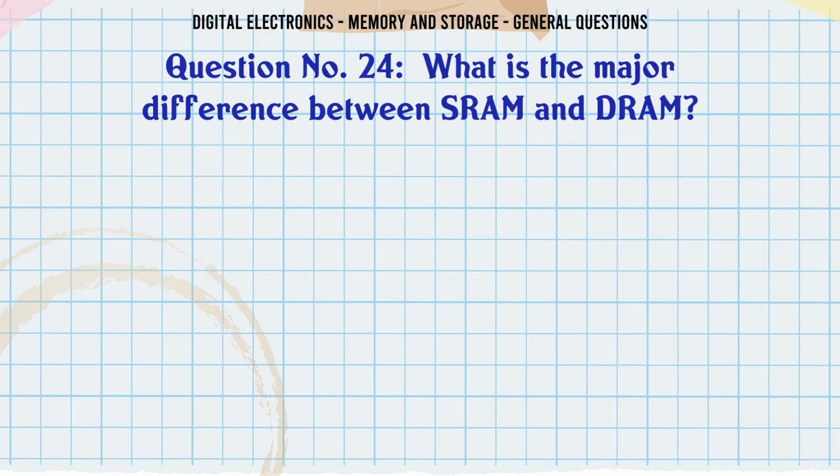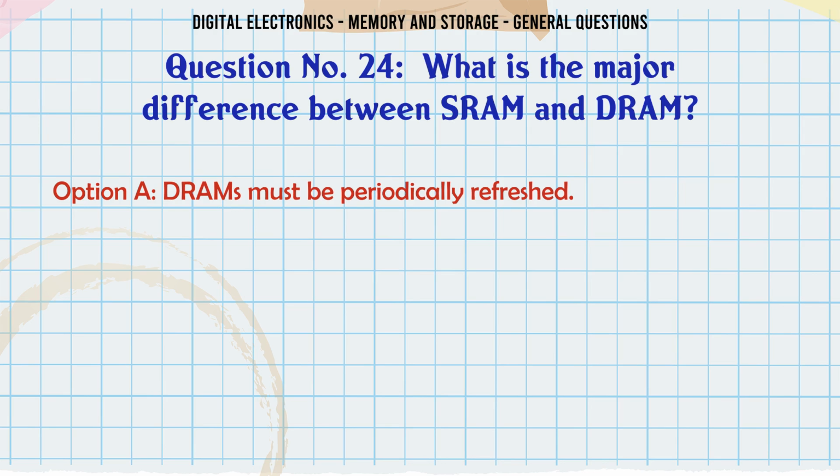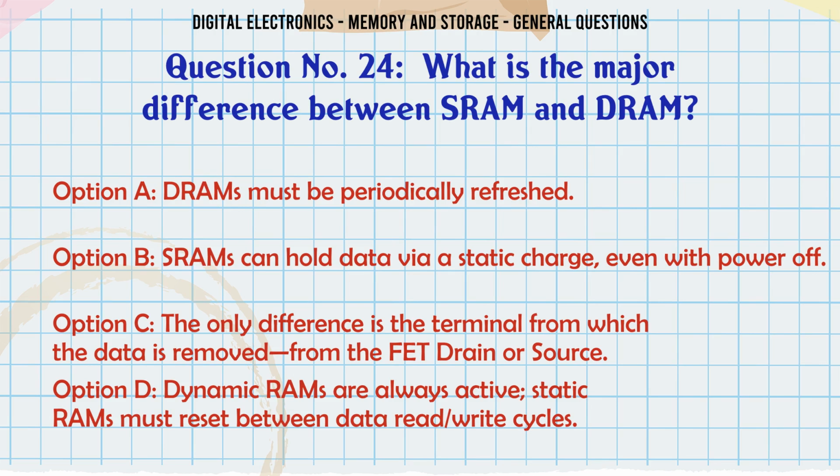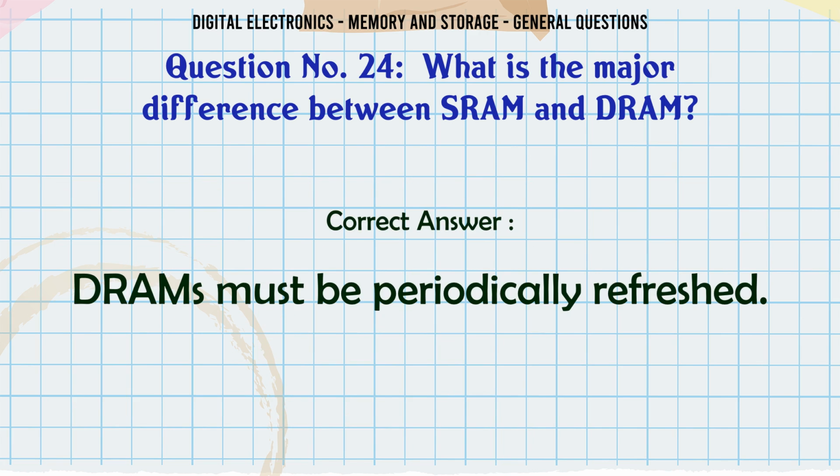What is the major difference between SRAM and DRAM? A. DRAMs must be periodically refreshed. B. SRAMs can hold data via a static charge even with power off. C. The only difference is the terminal from which the data is removed from the FET drain or source. D. Dynamic ROMs are always active. Static ROMs must reset between data read-write cycles. The correct answer is DRAMs must be periodically refreshed.